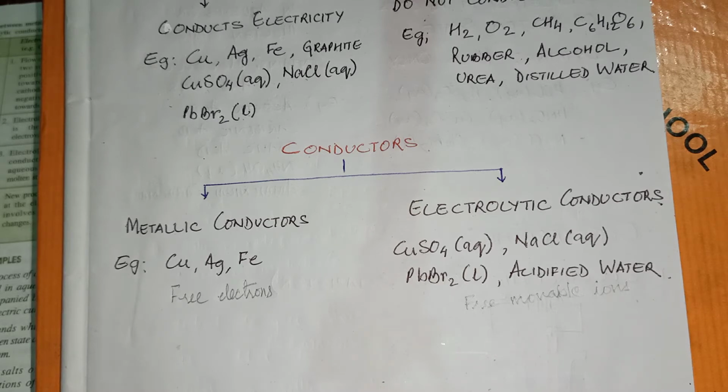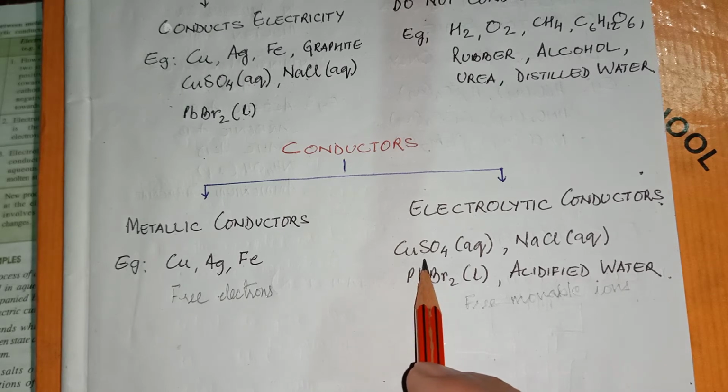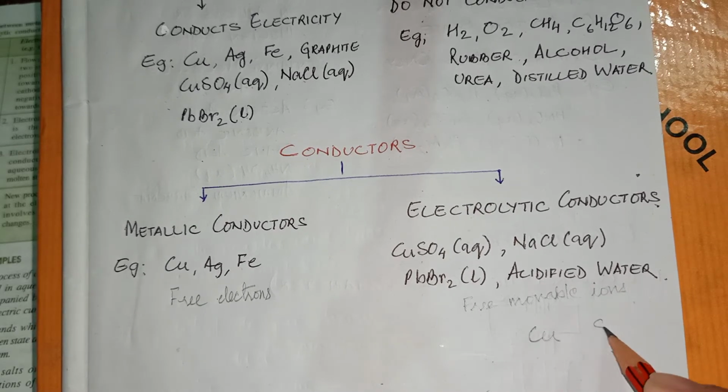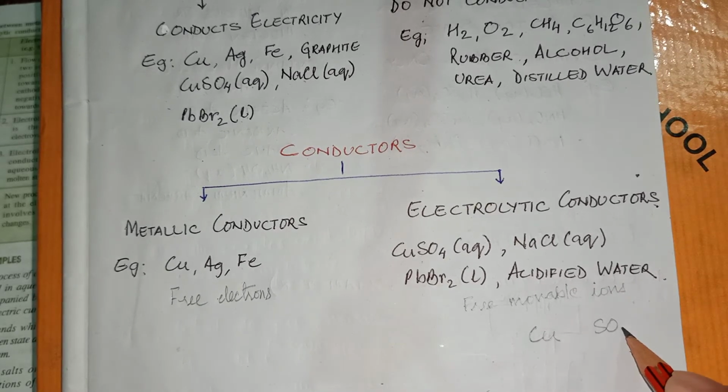And these electrolytic conductors, after the passage of electricity, undergo chemical change. Like copper sulfate will not remain copper sulfate once electric current is passed through it. It will produce metallic copper and sulfate ion.